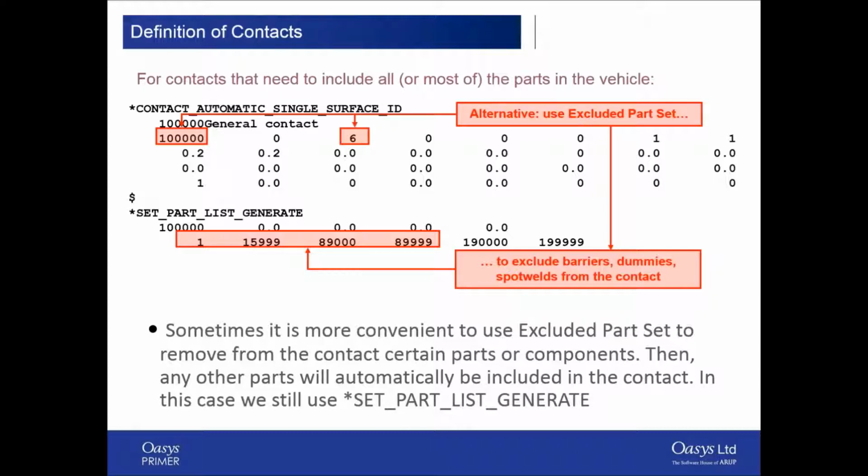Another way of doing that is to use type 6 for an automatic single surface, and that's an excluded part set. So there, everything is included apart from the stuff that's specified in the part set. So that's another way you can specify. You can use a part list generate for that as well.